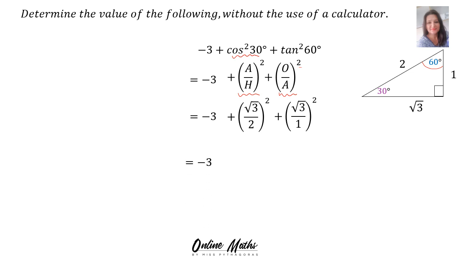Therefore, -3. Here, root 3 squared, the root and the square will cancel, and I'm left with 3 over 4, because you also have to square the 2 at the bottom. Plus, and then root 3 squared, the root and the square will cancel, and 1 squared is 1. Therefore, the answer 3 over 1. And then I can say negative 3 plus 3 will cancel, and the answer is 3 over 4.